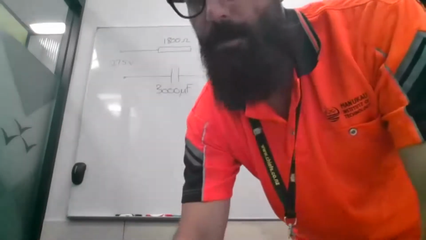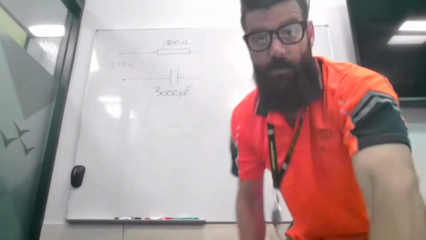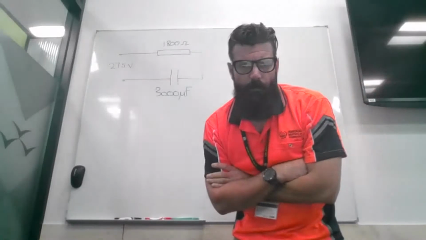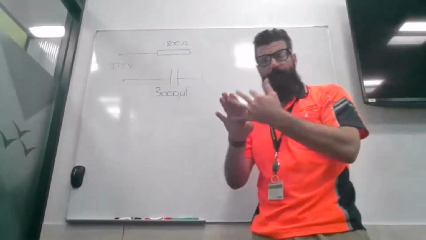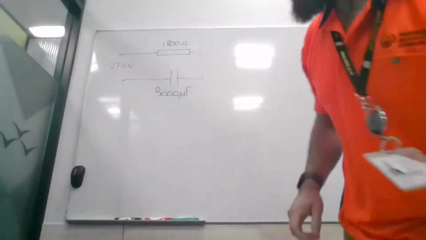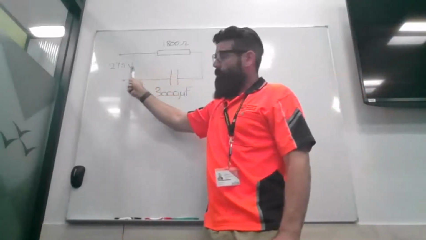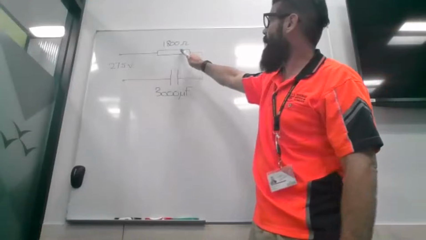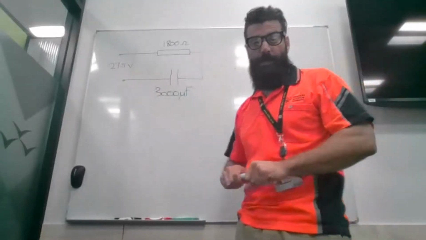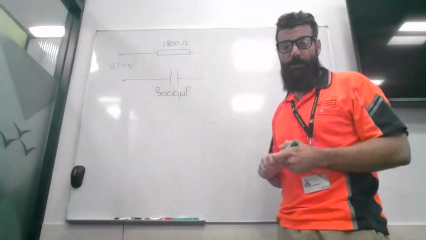So the question itself, question 9, asked us if we have a capacitor and resistor in series with each other, and we're given the value for the capacitor, the value for the resistor, and the voltage that will be supplied. So I have drawn a diagram on the board here. The numbers I'm going to use: I've got 275 volts, a 1800 ohm resistor, and a 3000 microfarad capacitor.